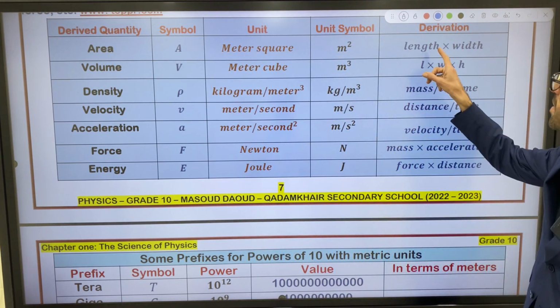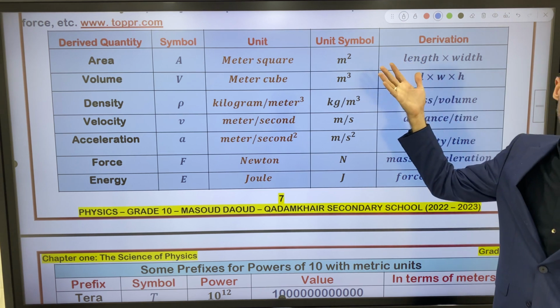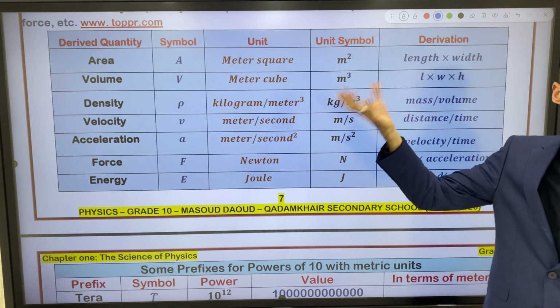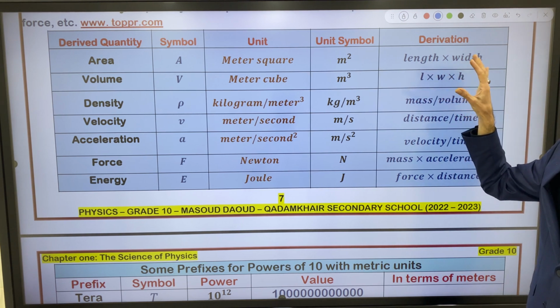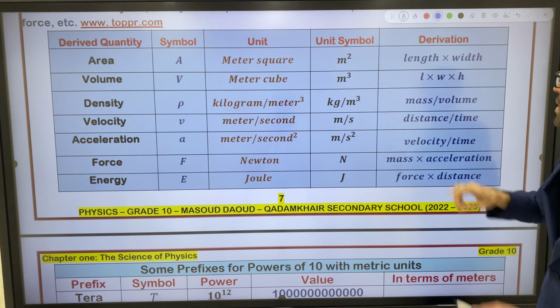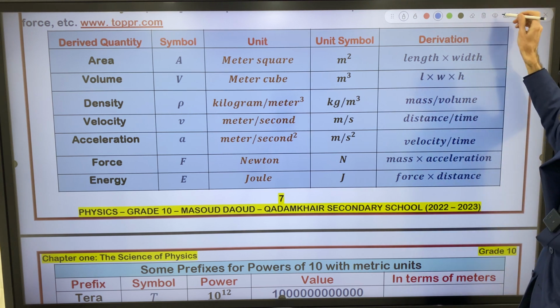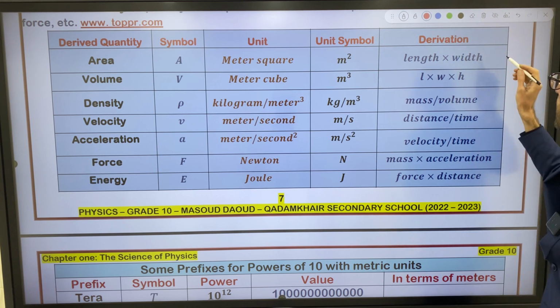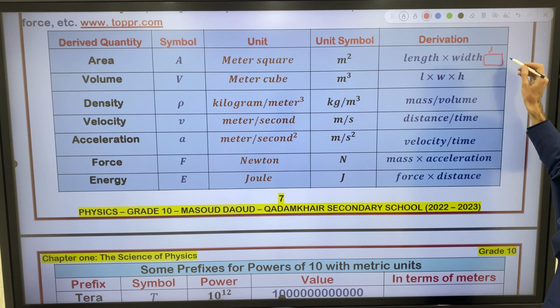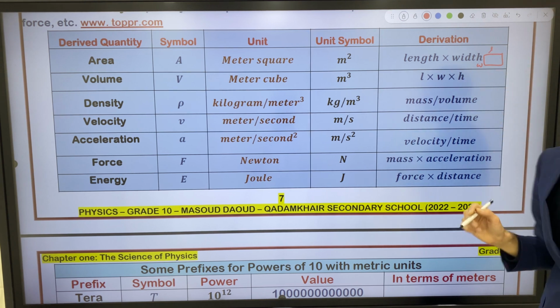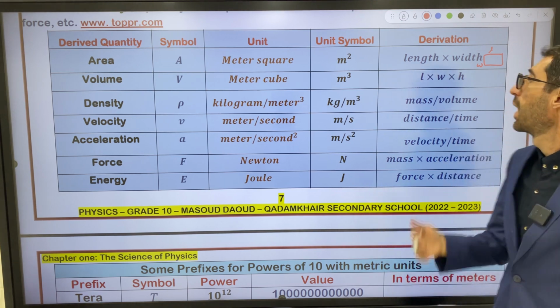Derivation. Actually, derivation means the rule. Where does it come from? Whenever you multiply length and width, you get, for example, the area. This is length, and this is width. Whenever you multiply them together, you find the area.